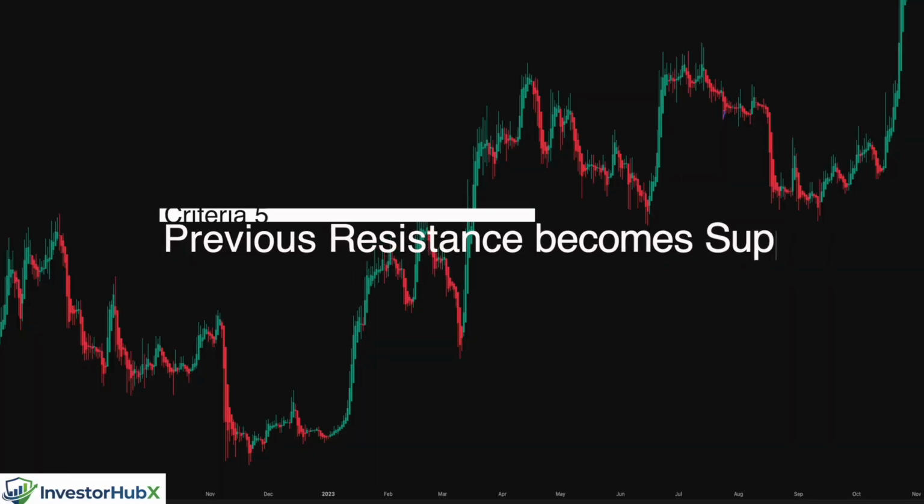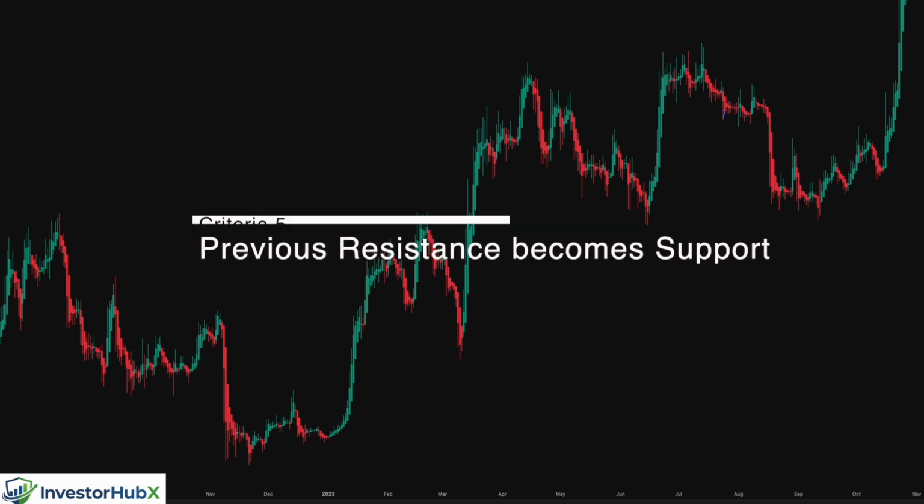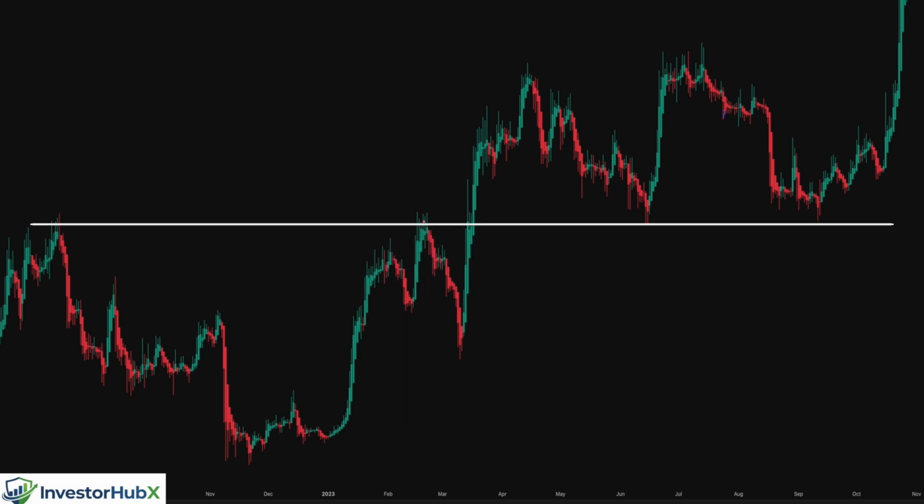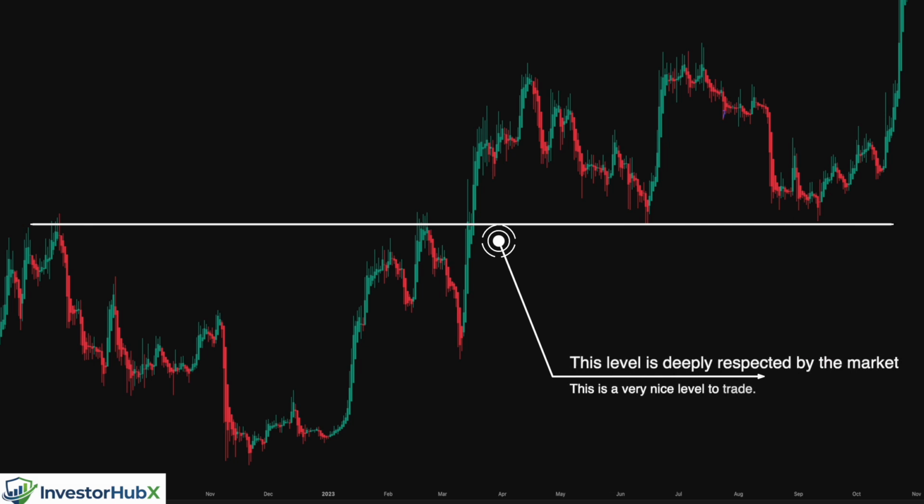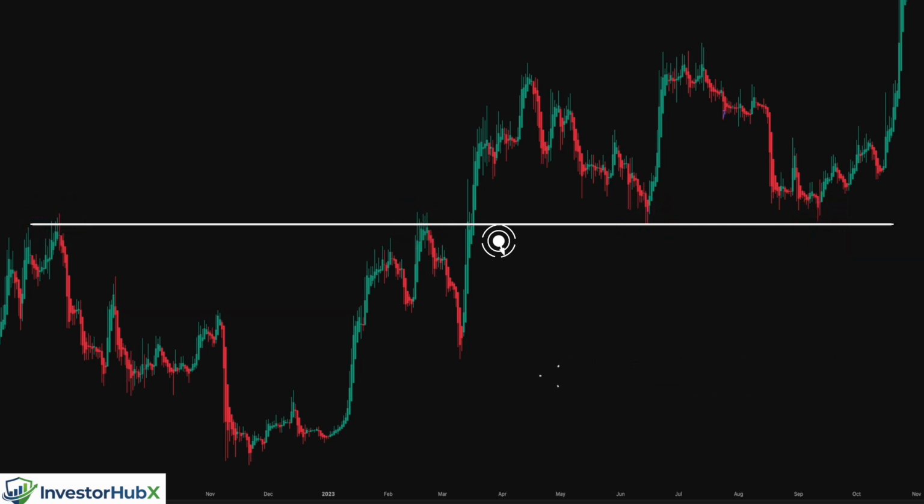The next criteria is previous resistance becomes support. The strongest levels often switch roles. Previous resistance becomes support. Previous support becomes resistance. This shows that the level is deeply respected by the market from both sides. It's a sign of strong market memory.